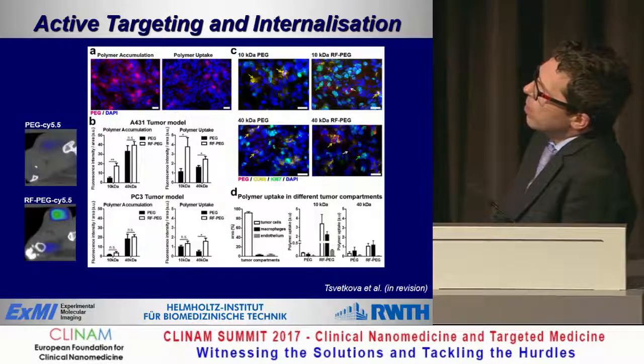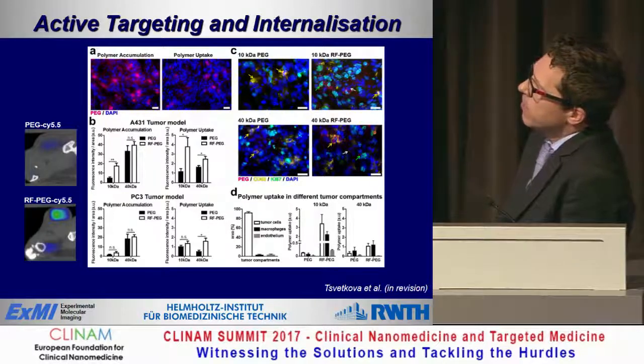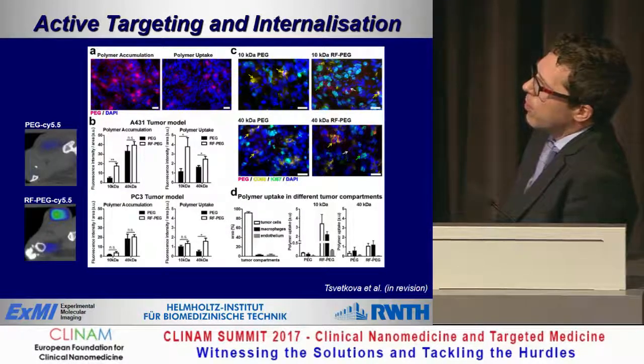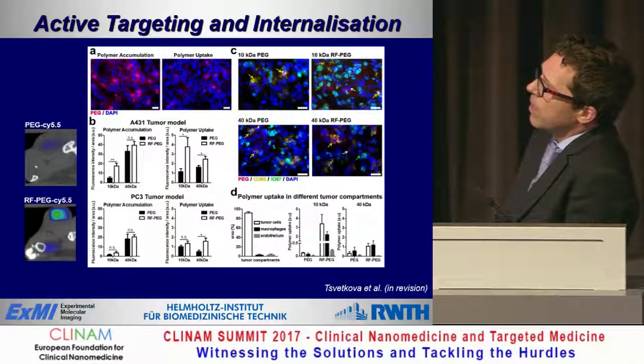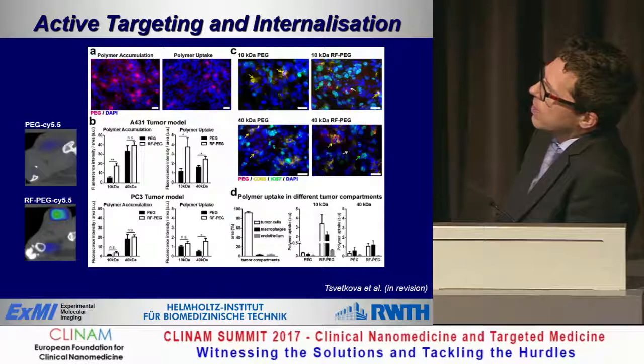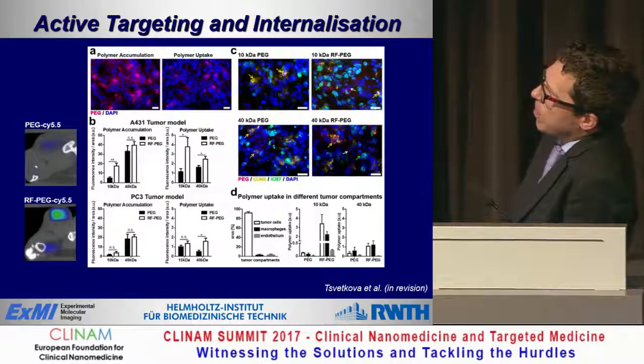But if you now look at polymer internalization into the cells, the situation is different. Here you see that although the overall accumulation was low for the small one, we have higher internalization, even higher than of the targeted large one, at least in one of the tumor models. But you still see that the active targeting has clearly improved the cellular uptake, not only of the small one, but also of the large one, so that you can say you can at least bring more of the probes into the tumors.